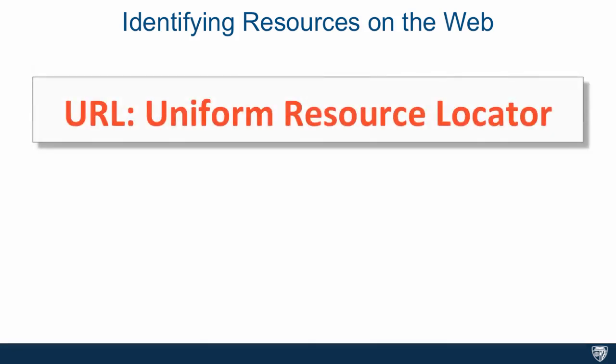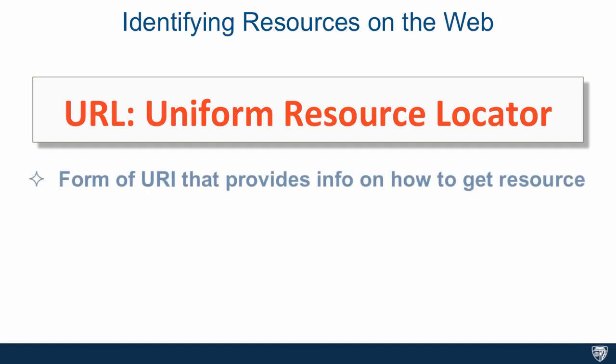The last final term is URL, and that stands for Uniform Resource Locator. This is something that's obviously thrown around on the web all over the place. When you ask somebody for a website address, it's a URL. It's a Uniform Resource Locator. And URL is a form of URI that provides the information on how to get that resource.